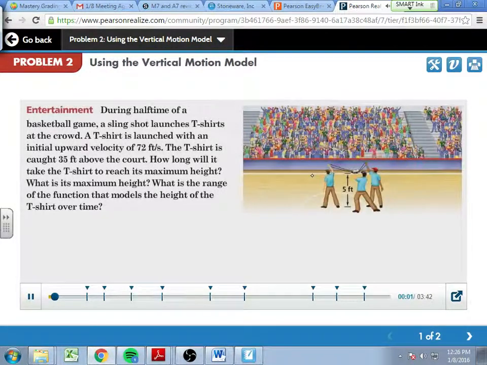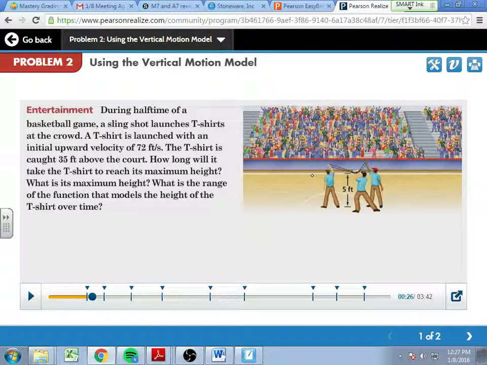In this problem, you will use the vertical motion model. During halftime of a basketball game, a slingshot launches t-shirts at the crowd. A t-shirt is launched with an initial upward velocity of 72 feet per second. The t-shirt is caught 35 feet above the court. How long will it take the t-shirt to reach its maximum height? What is its maximum height? What is the range of the function that models the height of the t-shirt over time? Starts 5 feet up.